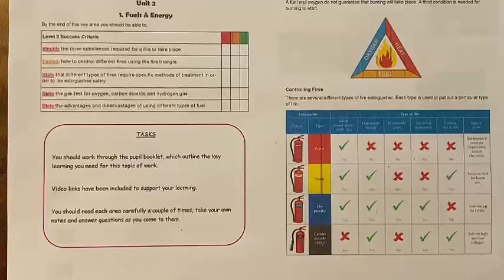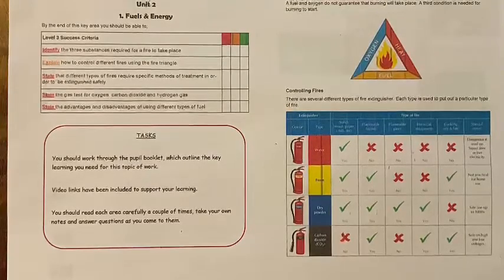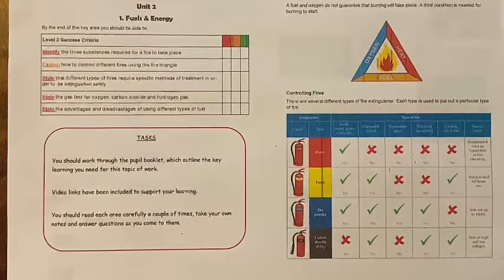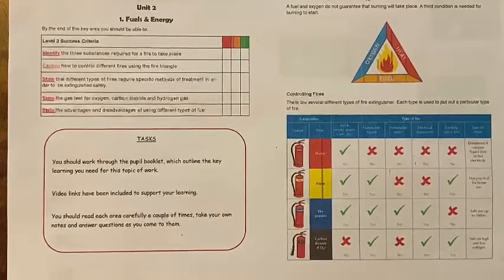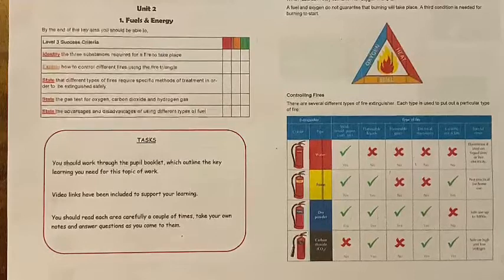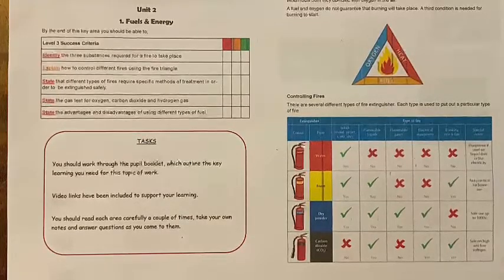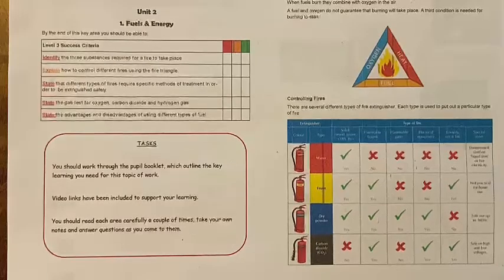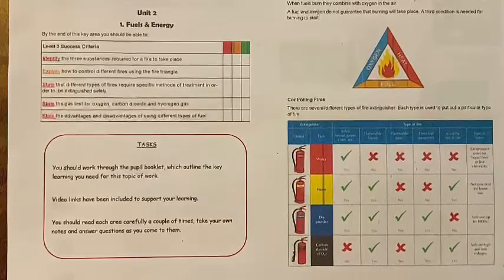National 3, Unit 2, Nature's Chemistry, Topic 1, Fuels and Energy. In this, we look at the three substances required for a fire. We explain how to control different fires using the fire triangle. We should be able to state that fires require different specific methods of treatment.